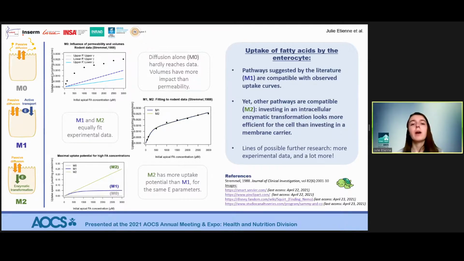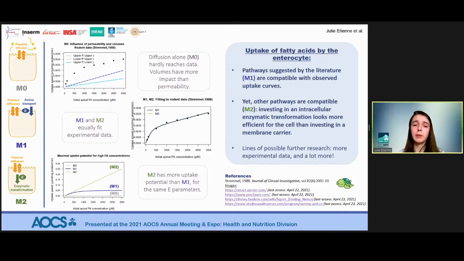So as a conclusion, what can we say about the uptake of fatty acids by the enterocytes? Well, first, the pathway suggested by the literature, so here model M1, is compatible with the experimental data. This is actually reassuring, even if it does not answer the debate. And another interesting point is that other pathways are also compatible with the data.